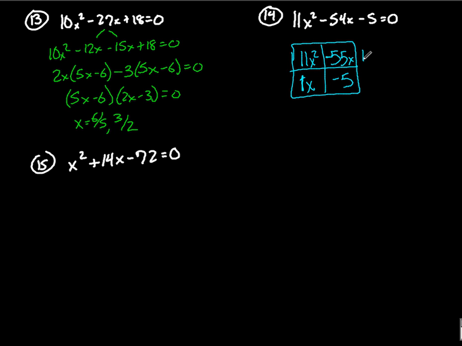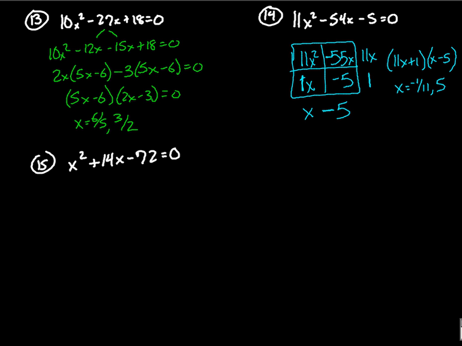I can pull out here an 11x. I can't pull out much of anything here, but I'll pull out a 1. When I go down, I can pull out just an x. And down here, I'll pull out a negative 5. So I should have 11x plus 1 and an x minus 5. So that means I can get this as x equals negative 1 over 11 and also a positive 5.